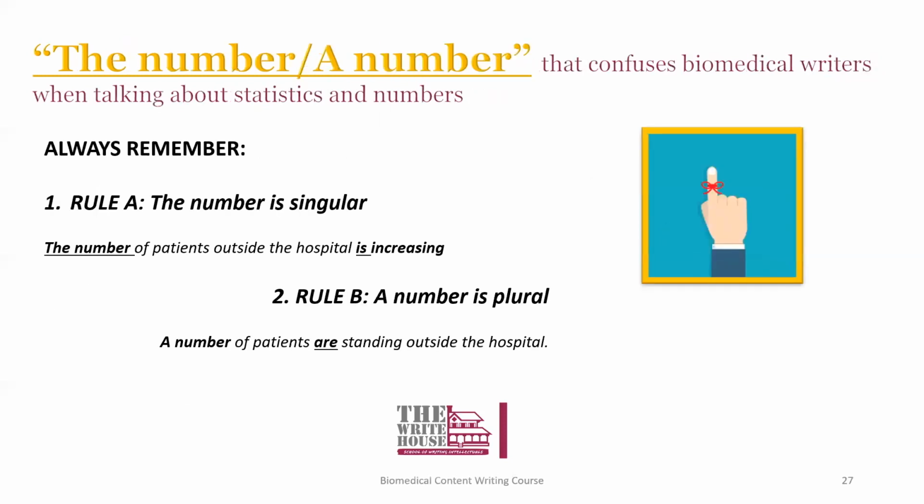Then we talk about the number or a number. Now this is also important and confuses biomedical writers when talking about statistics and numbers. Always remember, rule A: the number is singular. When you're writing the number of patients outside the hospital, you use is increasing. The number is singular. Rule B: a number is always plural. A number of patients are standing outside the hospital. Although a number looks similar, it is always plural. But the number is always singular and we always use is.